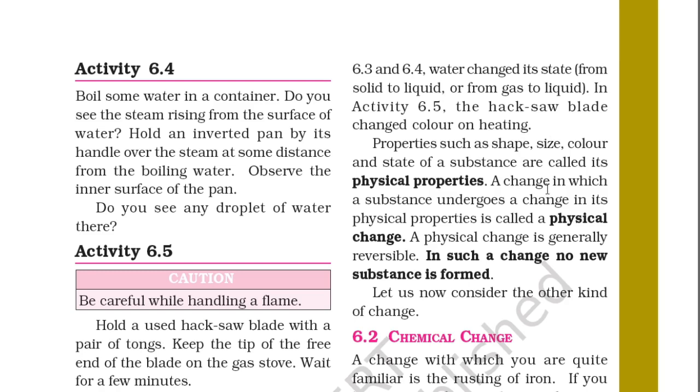A change in which a substance undergoes a change in its physical property is called a physical change. When some physical properties change, then it is a physical change. A physical change is generally reversible. So you can reverse the physical change once again. In such a change, no new substance is formed. So when a physical change is reversed, there will be no change in the substance.